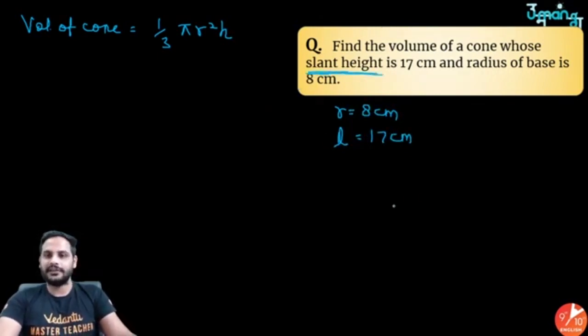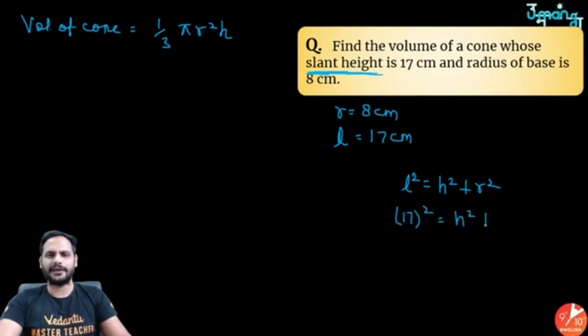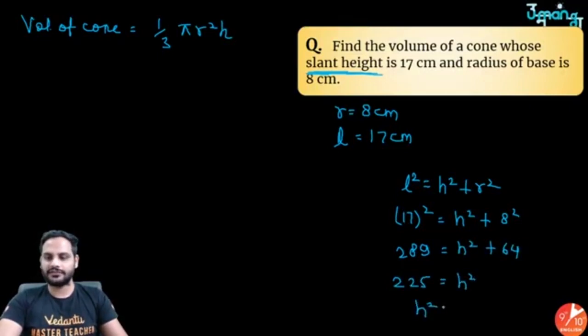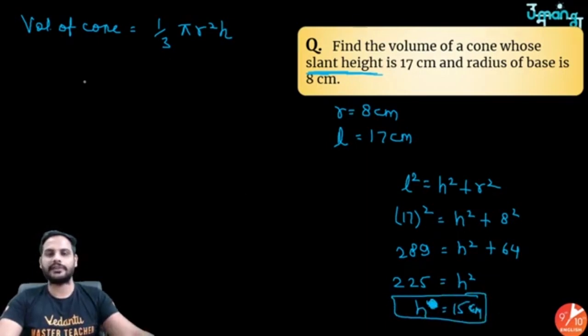So what I'll do, sir, I know L square is equal to h square plus r square. So 17 square is equal to h square plus r square, which is 8 square. So 289 is equal to h square plus 64. Shift 64 over there. So 289 minus 64 is 225, equal to h square. So h is equal to 15 centimeter.